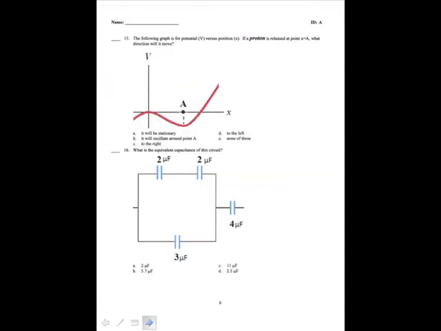The following graph is for potential versus position. If a proton is released at point x equal a, what direction will it move? So you have a proton that's at this point, and the proton wants to move from high to low potential. However, at this point, you can't move from high to low because you're at the lowest point. So that means that the proton will remain stationary. And that is answer A.